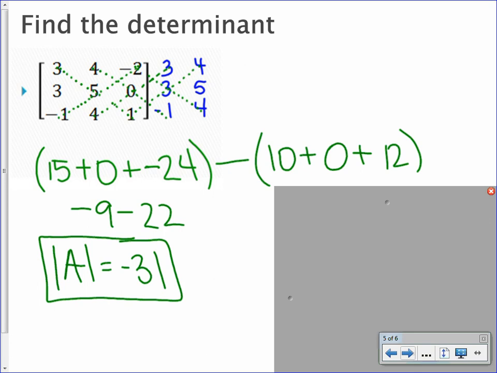Okay. Now, I promise you that you will have 2x2 and 3x3 matrices on your test, and your test is going to be all non-calculator. Okay? But we can do determinants in our calculator. All right, so I'm going to teach you to do that. I want everybody to put that 3x3 matrix in matrix A.